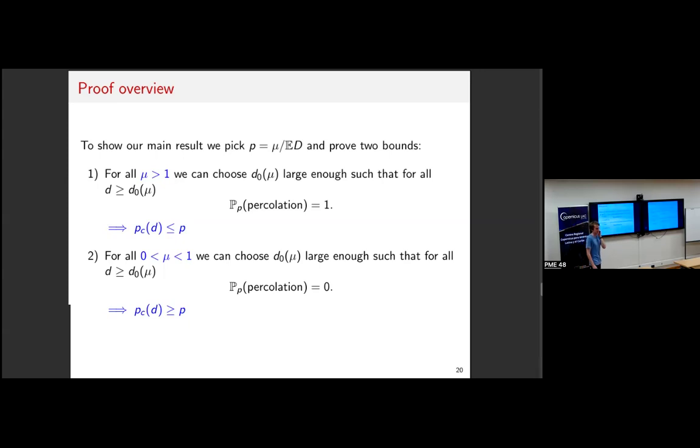What's the zero mean? What was that again? I forgot. So here I just mean some large enough value, and it will depend on the specific mu that you take.